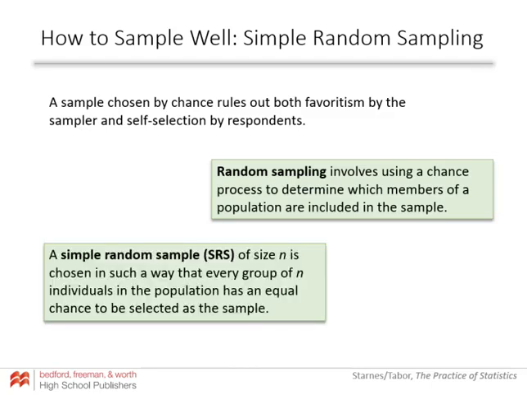Specifically, a simple random sample is a sample of size n. So let's say I'm going to choose 5 students from our AP Stat class. I have to choose them. My random process has to be done in a way that every group of 5 people that I could possibly make out of our class has an equal chance to be selected.